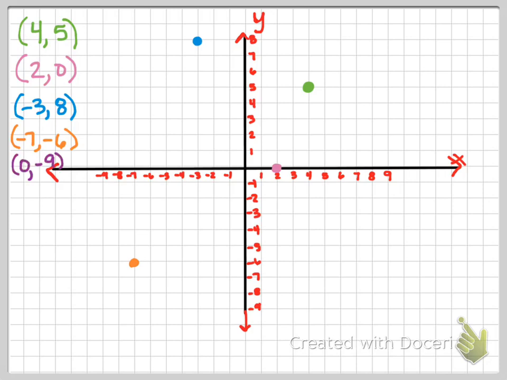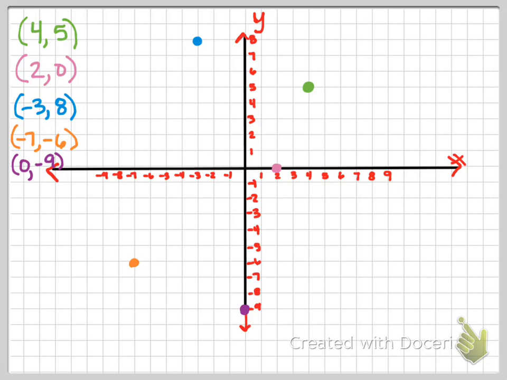Okay, now my x value is 0, which means I stay right here at the origin. There's nowhere I can go. I can't go to the left. I can't go to the right. So I stay right here at 0, and then it's telling me to go down to -9. So I'm going to place my point right here. So each of these points on this graph represents the ordered pairs.